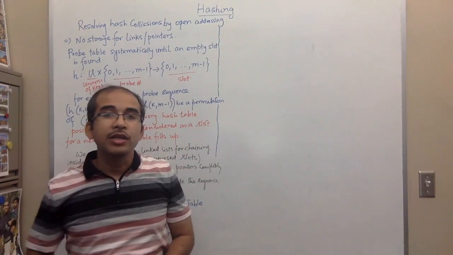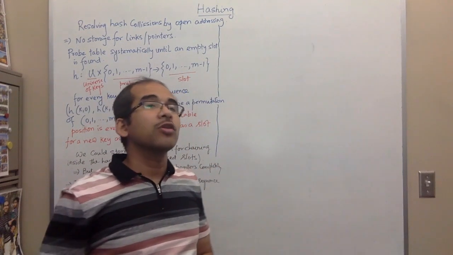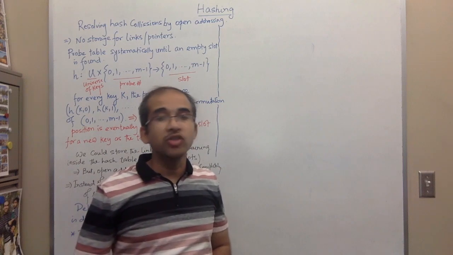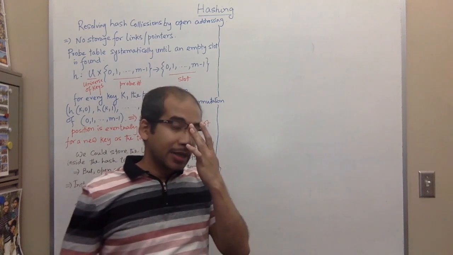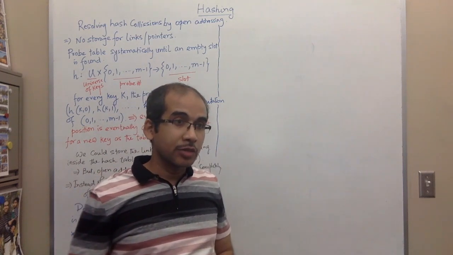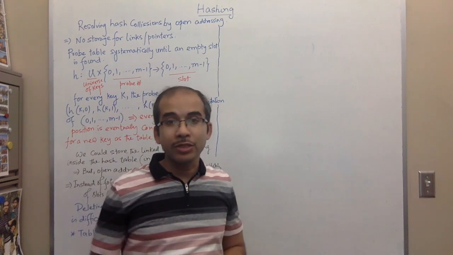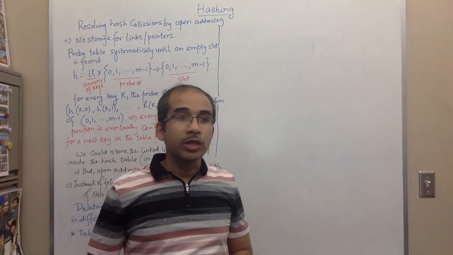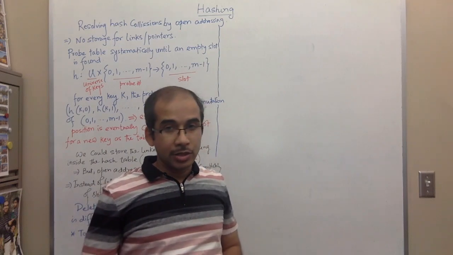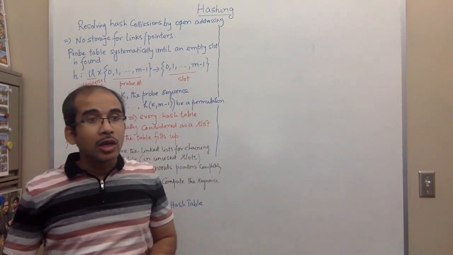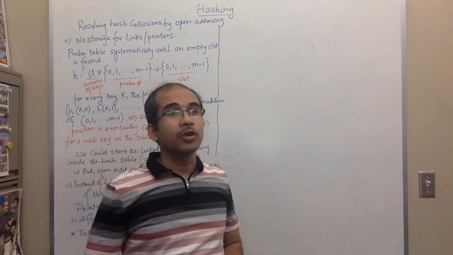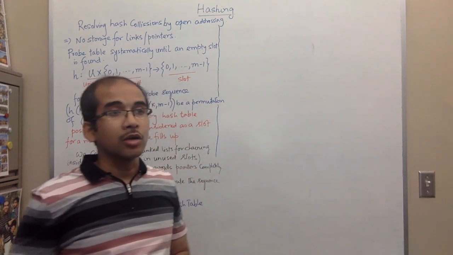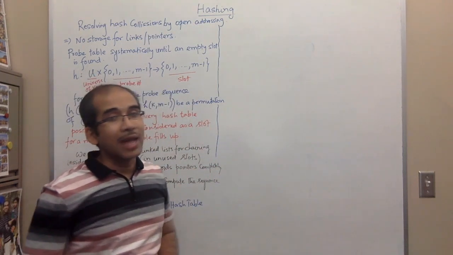So we have seen how to resolve hash collisions using chaining, where multiple keys which are hashed to the same slot are connected with each other using a linked list. Now there is another form of collision resolution which is called open addressing.